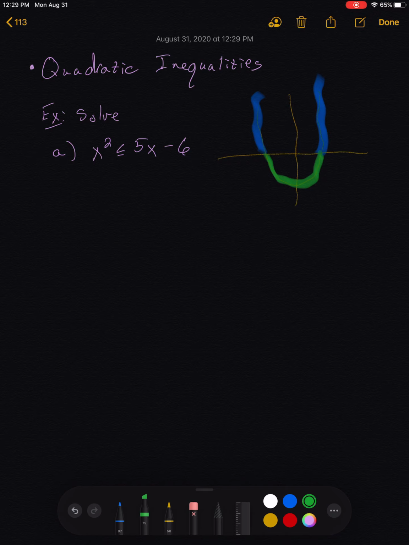And the change is going to happen where we cross over the axis. So either, let's do this in a different color, either at this point here or this point here. So this is where the expression goes from being positive, where it's blue, to being negative, where it's green. Or on the right-hand side, the opposite happens. It goes from negative to positive. So the important thing here is if the expression changes sign from positive to negative, it happens at an x-intercept.